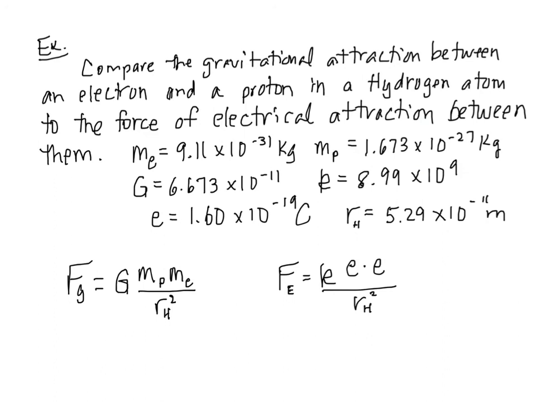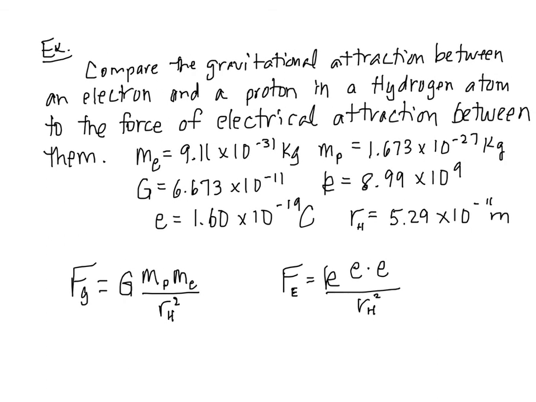We're going to compare the gravitational attraction between an electron and a proton, when they are in a hydrogen atom, and we're going to compare that to the force of the electrical attraction. So the electrical force and the gravitational force. We've got all the information we need down here. I've listed the mass of an electron. It's 9.11 times 10 to the negative 31st kilograms. Mass of a proton is almost 2,000 times heavier.